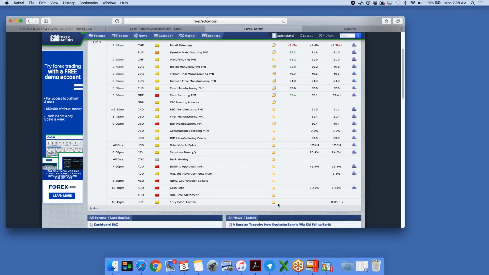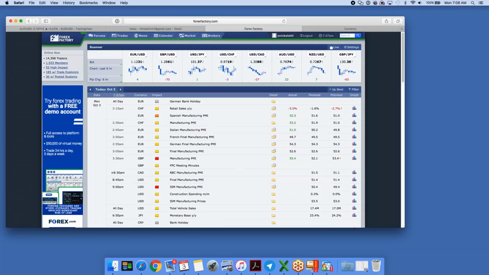But normally that doesn't cause the market to move too much. But then you have a cash rate for the Australian dollar along with the statement. So that should cause some good movement tonight. Of course, fundamentals would tell us that if the rate stays the same, the currency normally strengthens a little bit. But again, that's what fundamentals would tell us. That's not what always happens. So that's what we have for the day.